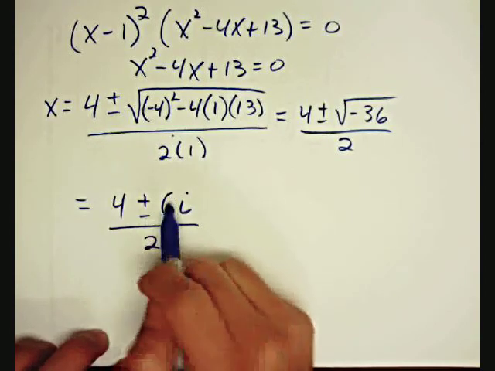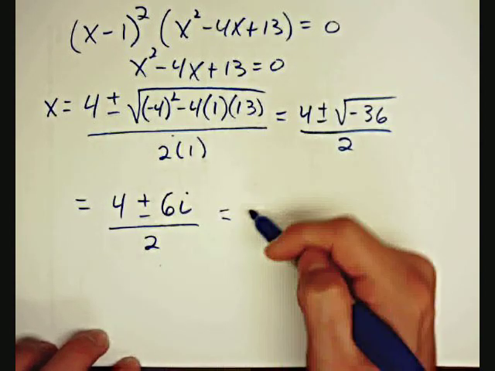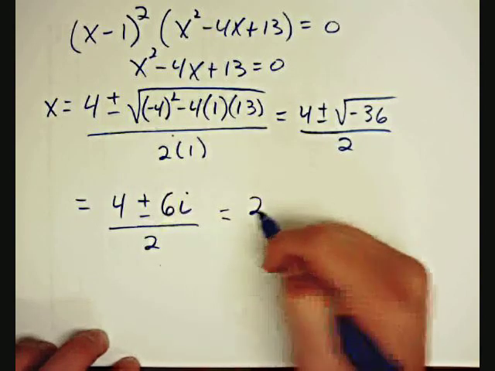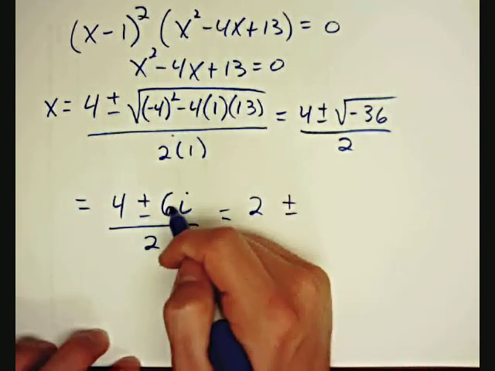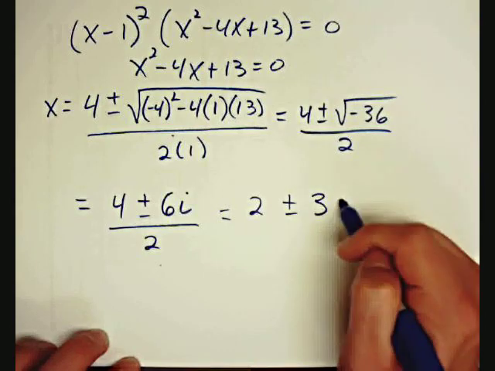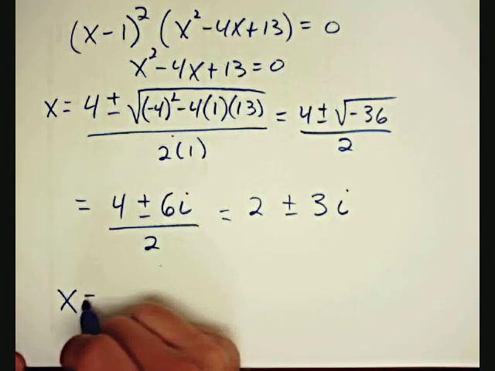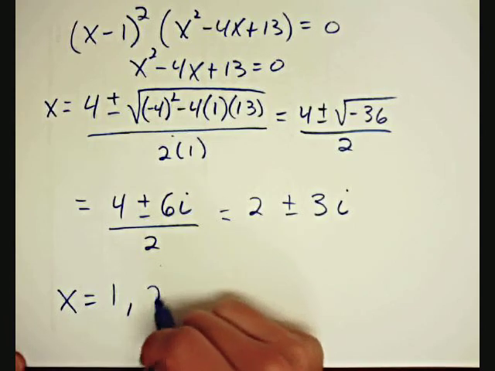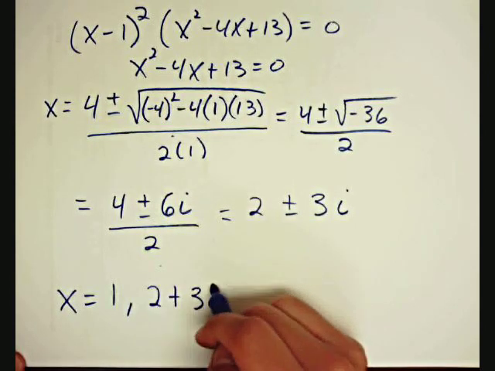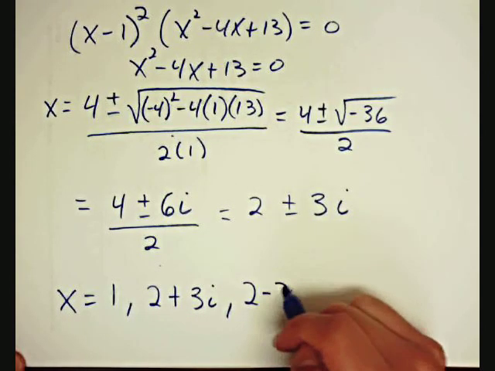And 4 and 6 are both divisible by 2. 4 divided by 2 is 2. Plus and minus 6 divided by 2 is 3. So our solutions, x equals 1, 2 plus 3i, and 2 minus 3i.